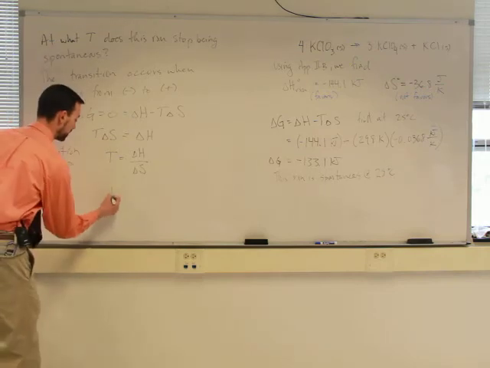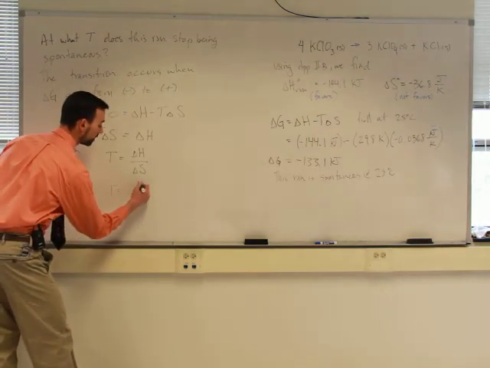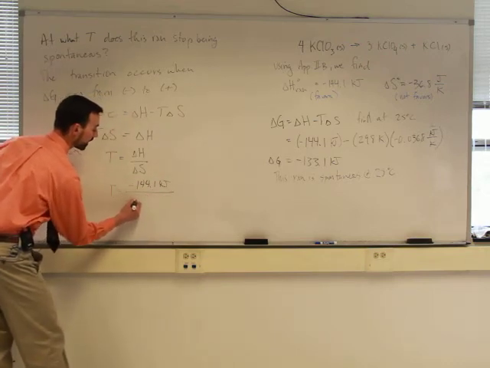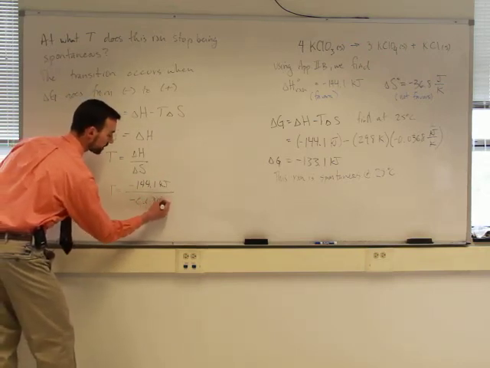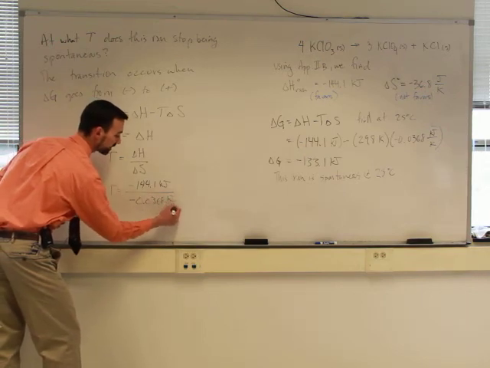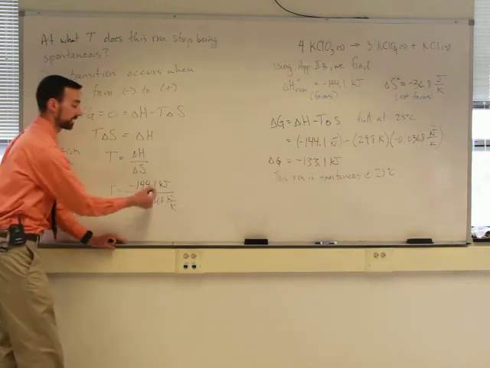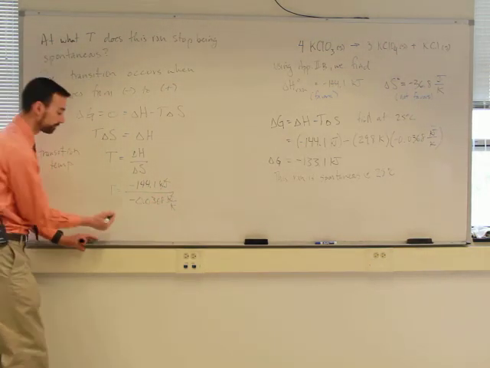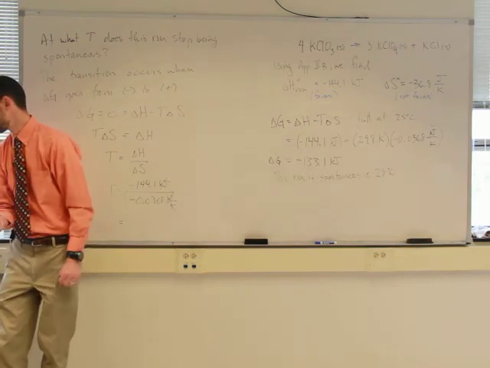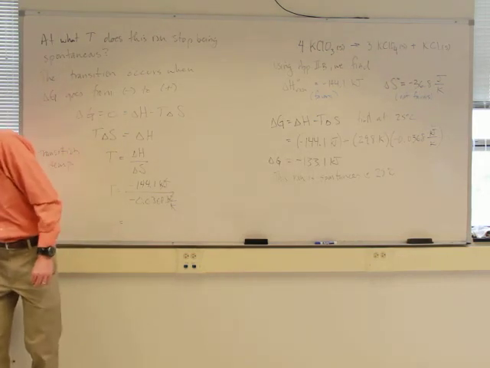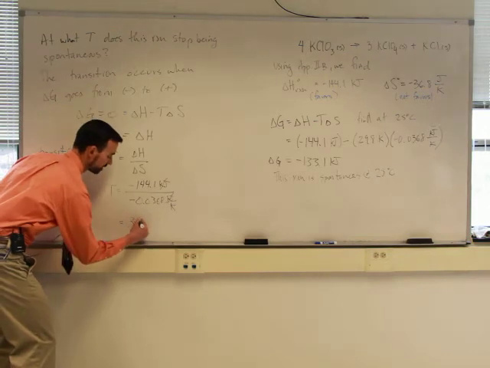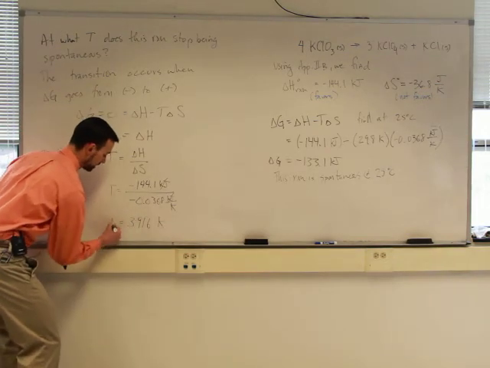So for our reaction here, we would take our negative 144.1 kilojoules, and we would divide it by the negative 0.0368 kilojoules. Again, I've converted it to kilojoules so that the kilojoules cancel this time, not so that they add. Okay? And I get a temperature that is just really high. It is 3,916 Kelvin.